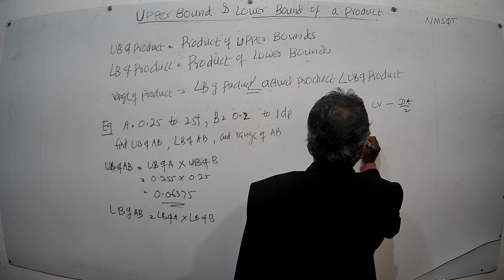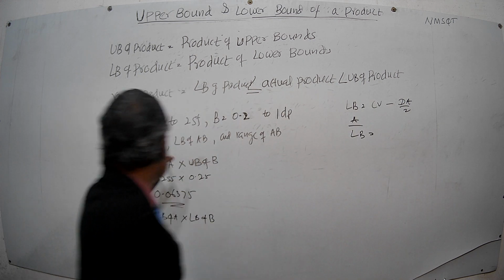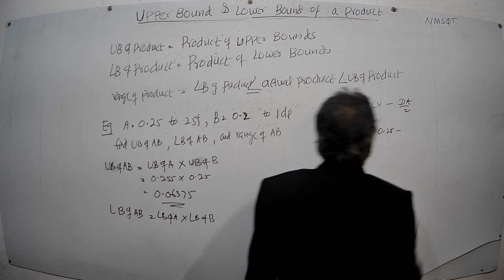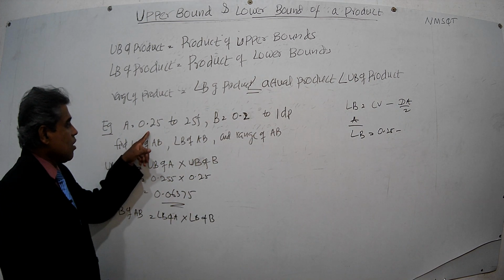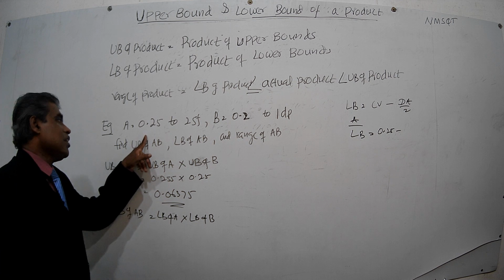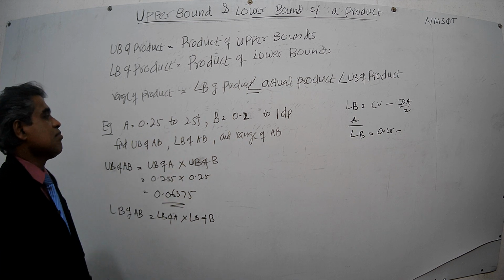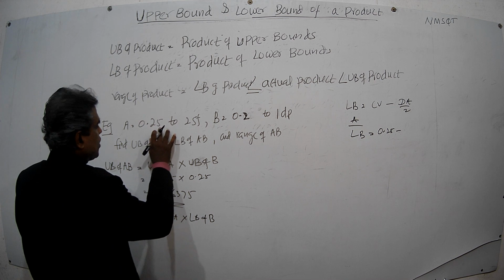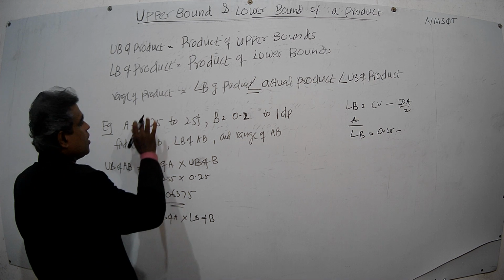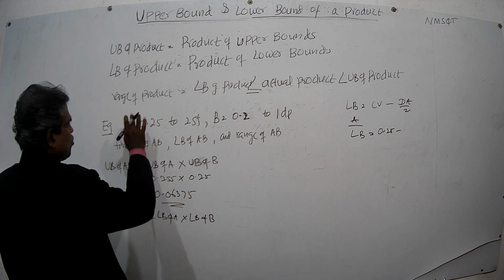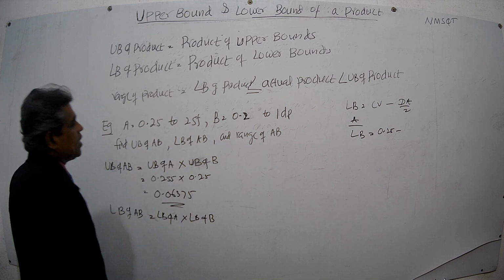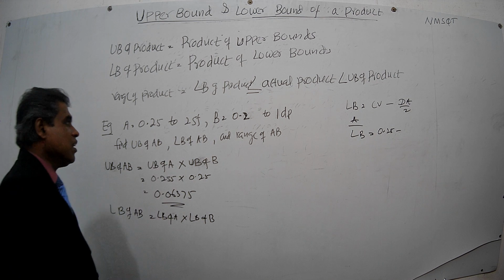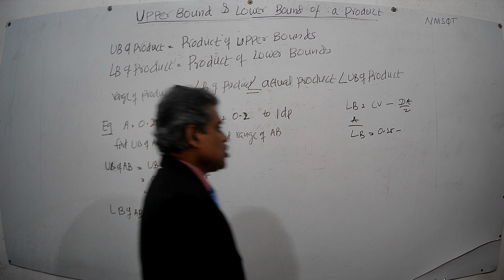Right. Then the lower bound equals the corrected value of A, 0.25, minus the degree of accuracy of A. This value of A, 0.25, has been written to two significant figures. We go to the second significant figure: 1, 2, this 5. The preceding zero is not a significant figure, because significant figures are counted from the left side, therefore 1, 2. This 5 is the second significant figure, and it is in the second decimal place. Therefore, the degree of accuracy is 0.01.